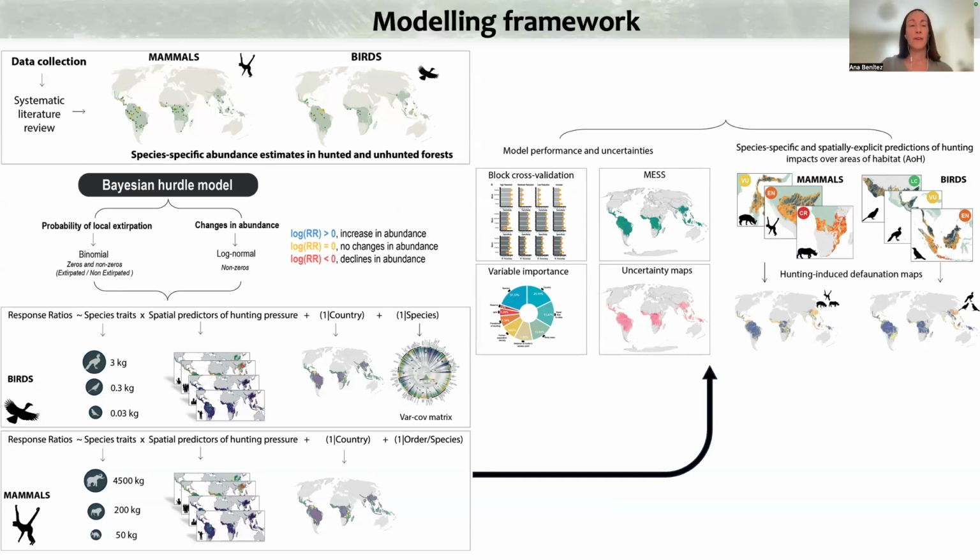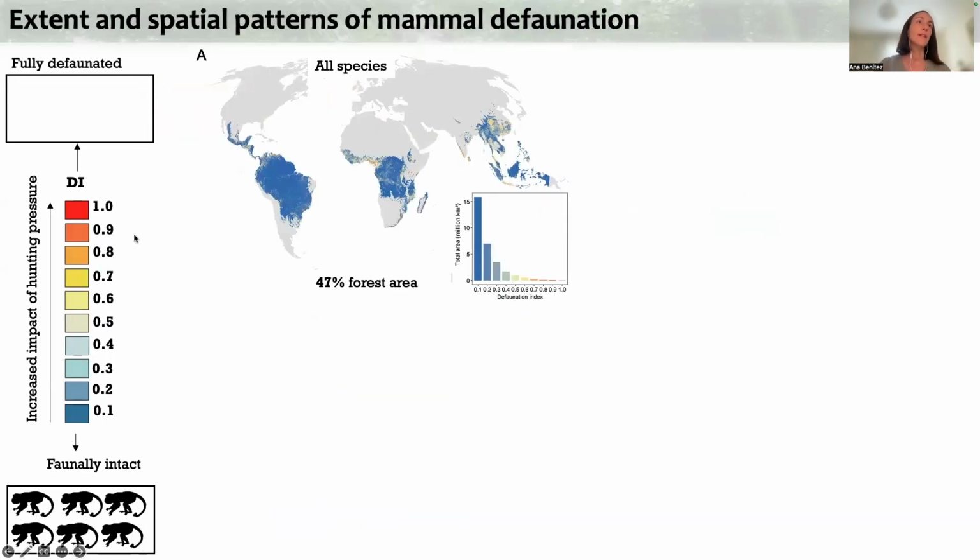So this is what we did at first for mammals some years ago. We have this index going from 0 to 1, from finally intact to a fully defaunated area. And overall, when we cross it across all the species, which is around 3,000 species in the tropics for mammals, we have many areas that are kind of blue. So that means that there's no defaunation, and some spots where we see that there's something going on. So all this area here with different levels of defaunation is around 40% of the pantropical forest area.